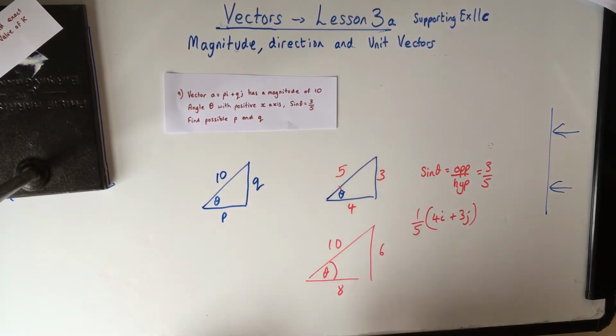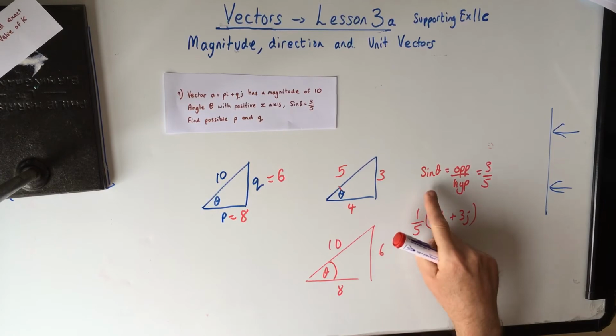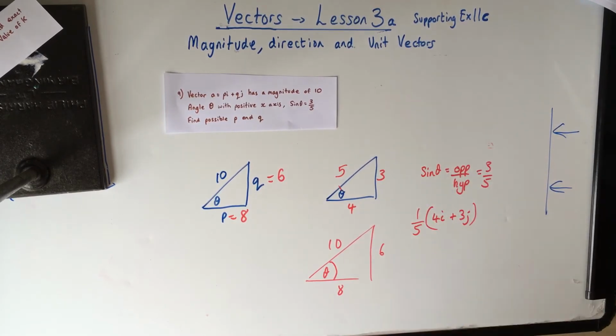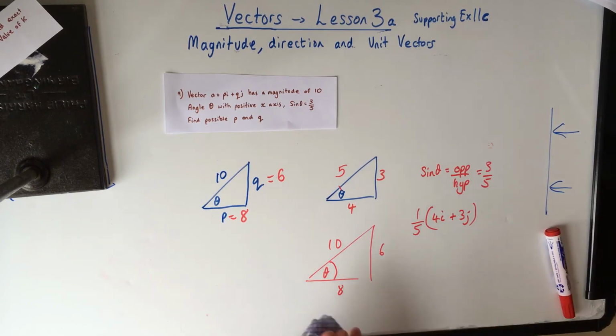So in other words, Q is 6 and P is 8. That gives us a direction of sine theta equals 3/5, and of course 6, 8, 10 gives us a magnitude of 10. So those are the two possible values of P and Q. Okay, that's that one. That was actually quite straightforward, wasn't it?